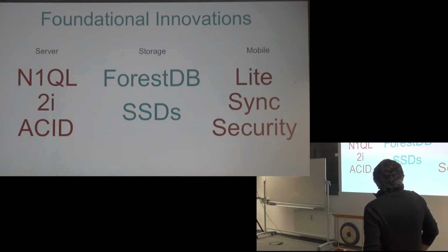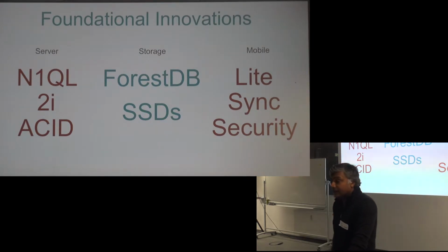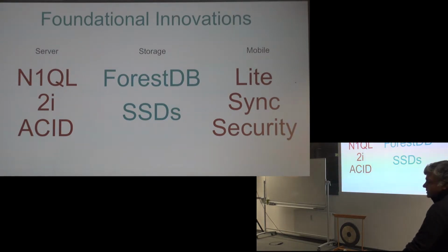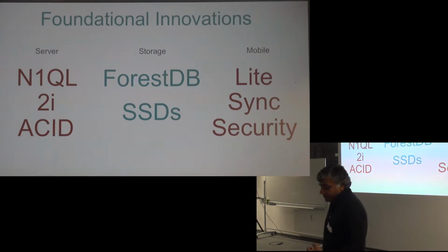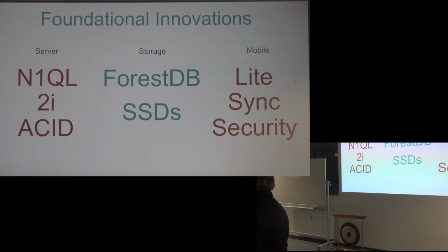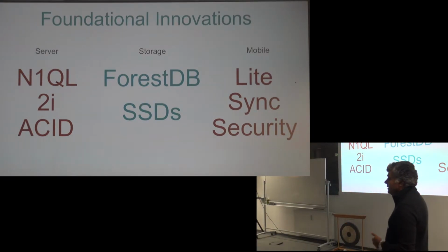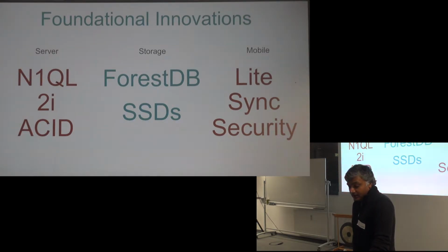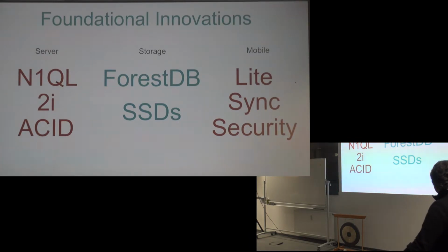And the third area of innovation for us is mobile, in Lite. Lite is our local database. We will use ForestDB there as well, so the speeds will improve, because in SSDs as well as in traditional hard disks, ForestDB is 5 to 6x faster. So we want to see that improvement in both the server as well as on our Couchbase Lite product.